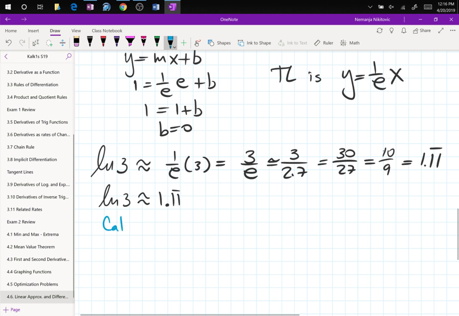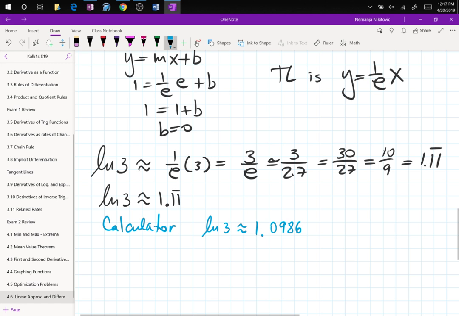Calculator? You go and you punch in ln of 3, and you get that ln 3 is approximately 1.0986122, and so on. It's like 1.2 cents away, right? This is insanely good.